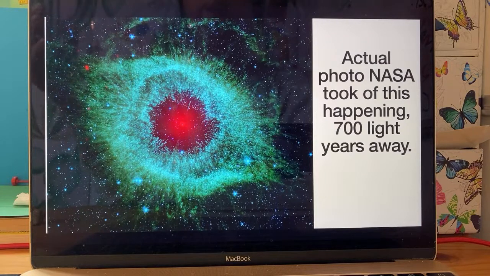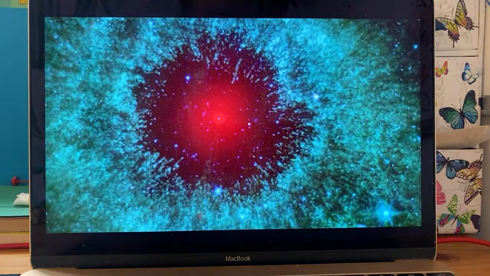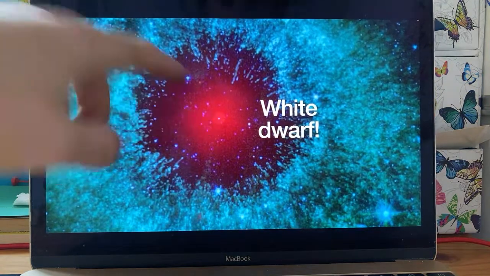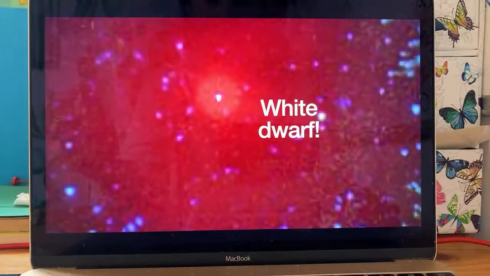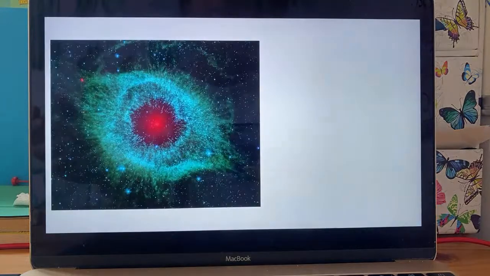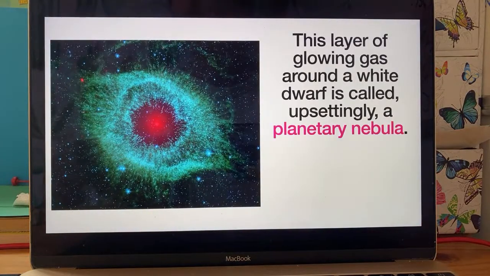So we've had our red giant, remember, where the helium has been fusing to form heavier particles, and you've got that cooler gas around the outside, which looks red, so it's called a red giant. It's a dying star. Now that's run out of fuel, you've got this, an actual photo. That's a white dwarf. That tiny little dot there is a white dwarf. This is a red giant dying. That's a white dwarf. The red bit around the outside is the glowing gas being given off, and the blue stuff is infrared light.